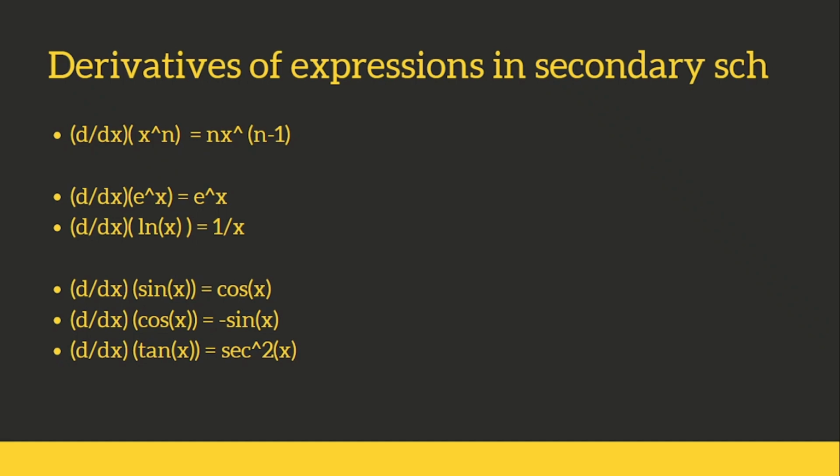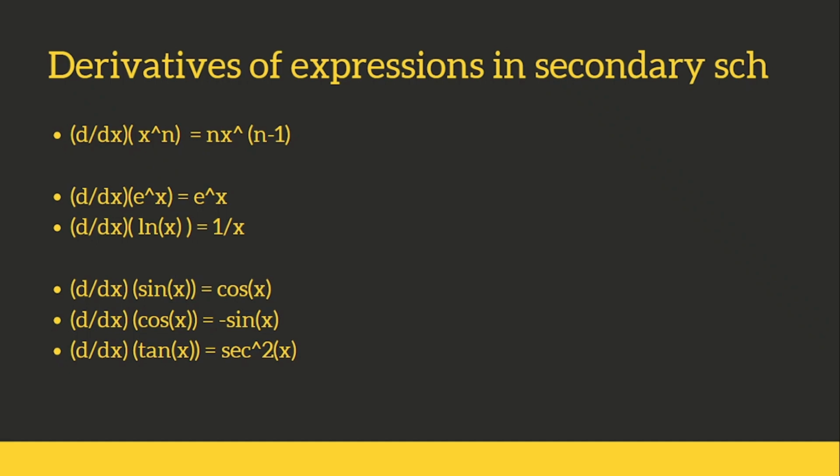The things you will have learned in secondary school are, if you want to differentiate x to the power n, you bring down the power, then reduce the power by 1. In the case of exponentials, if you differentiate it, it just remains the same. If you differentiate ln x, it just becomes 1 over x. For trigonometry, if you differentiate sin x, you get cos x. If you differentiate cos x, you get negative sin x. If you differentiate tan x, you get sec squared x.